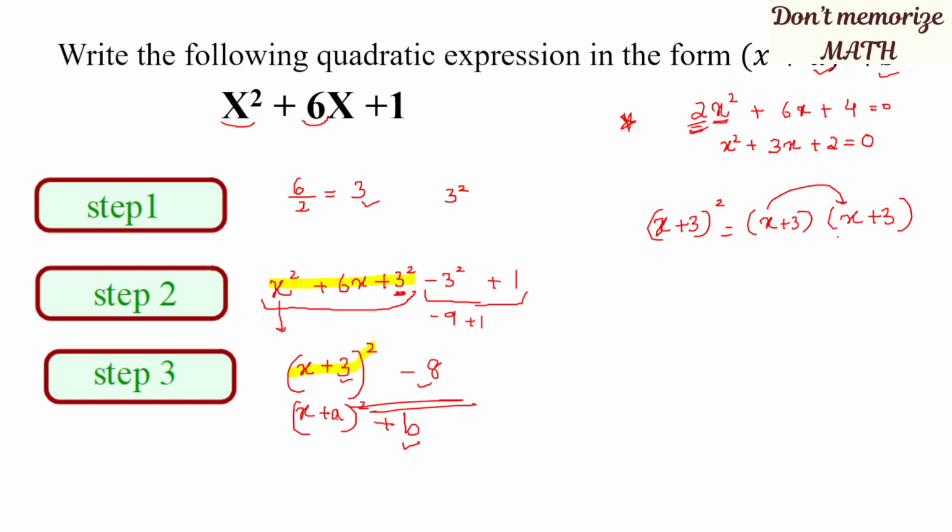Okay, then multiply the bracket. x times x is x square, x times 3 is 3x, 3 times x is plus 3x again, 3 times 3 you will get 3 square, that is 9. Okay, so x square, 3x plus 3x is 6x, plus 9. So x square plus 6x plus 9 is the same as x plus 3 whole square. The same thing we did here. x plus 3 whole square is the same as x square plus 6x plus 3 square, which is 9.